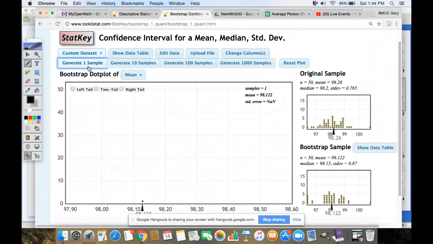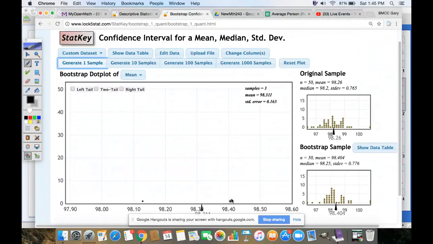So I can ask StatKey to generate another sample. And so I have a different box plot right here. It's different than the previous one. That's this one over here. So I can switch back and forth between them. And this one has a mean of 98.4. And I keep asking StatKey to please reshuffle the data and give me a new sample of 50.